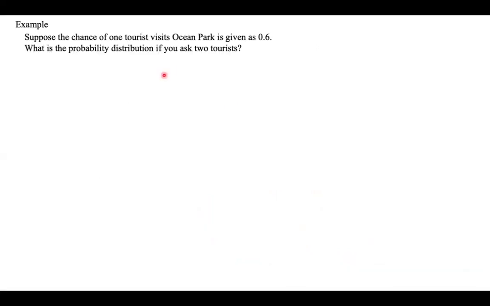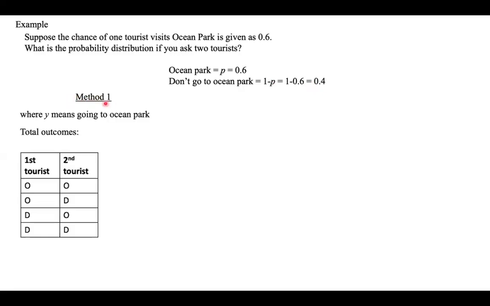All right, let's look at this example. Suppose the chance of one tourist visiting Ocean Park is given as 0.6. What is the probability distribution if you ask two tourists? So visiting Ocean Park would be the success, and not visiting Ocean Park would be the failure. So 1 minus p would be 0.4. So method 1, we can have a table in here.